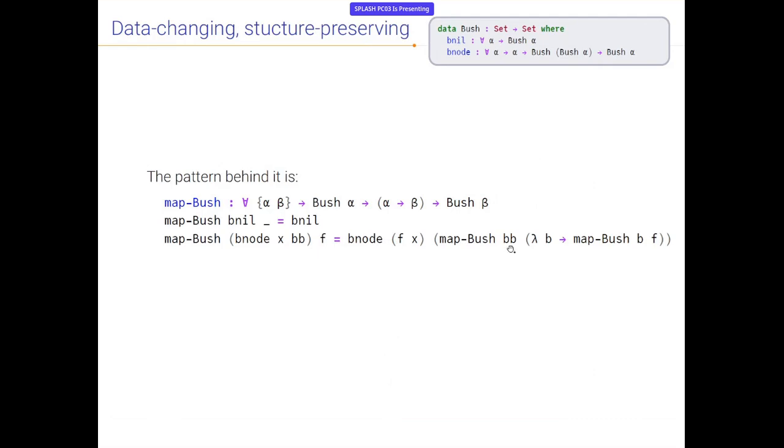But what map can we use to map over BB? Well, because it's a bush of bush alpha, we need something which is of the form bush alpha to something, and the only map that we have at our disposal is the function here, which is: take any bush and map f over it.